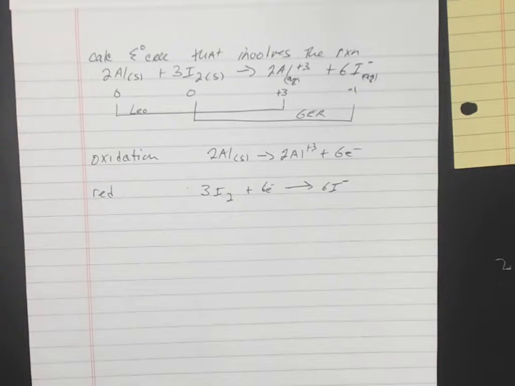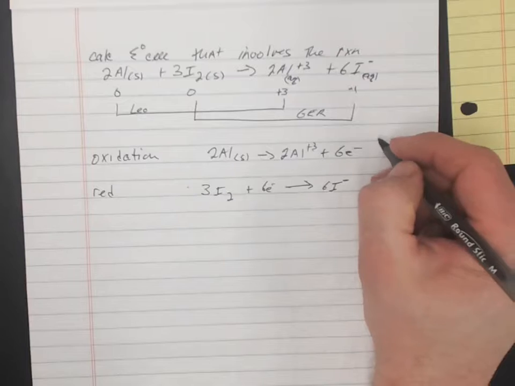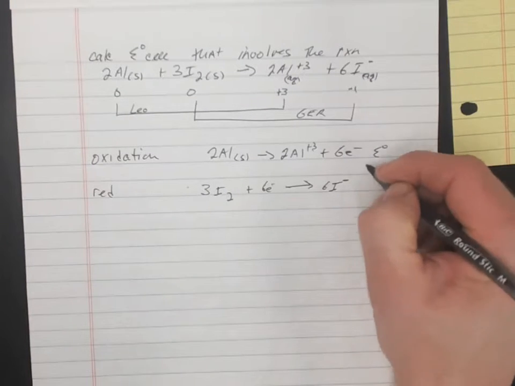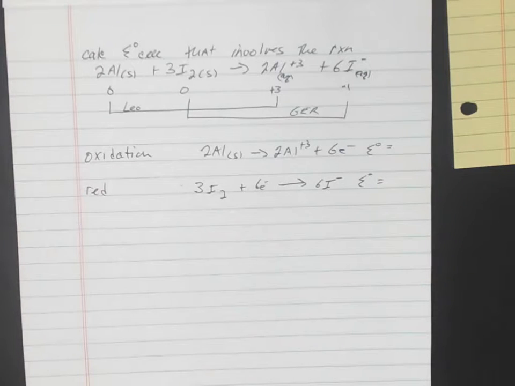Okay, now let's go and find in our table the E naught values for those two half reactions. So take a second to look those up. Let's figure out our E naught values.